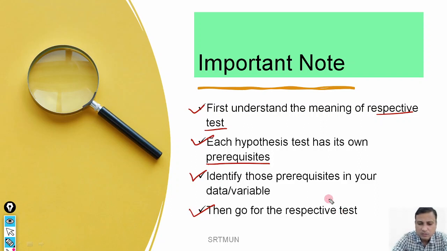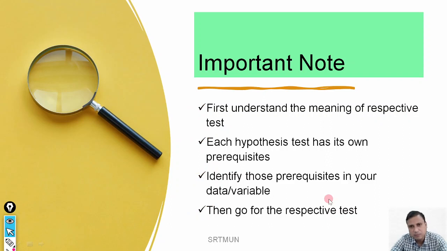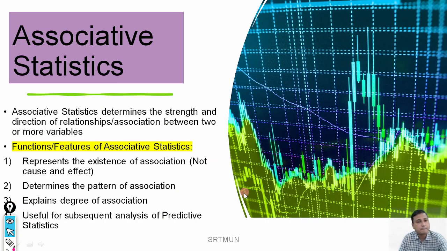So these are some points, and this part we are going to revise in the hypothesis testing lecture. Fine. Now let me take you to the next slide. We'll move on to the third classification, that is associative statistics. Associative statistics determines the strength and direction of the relationship or association between two or more variables.